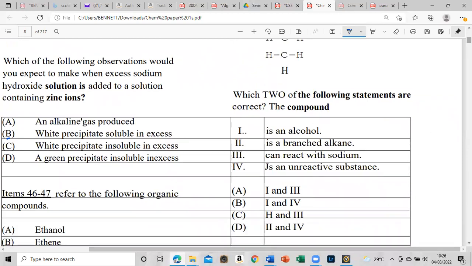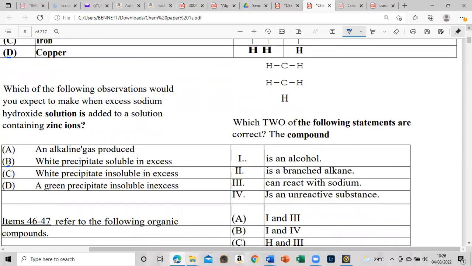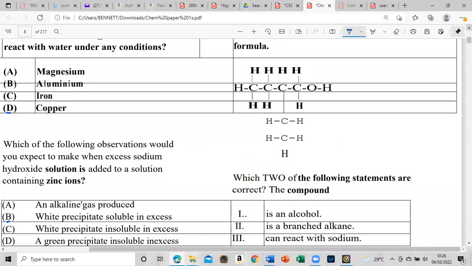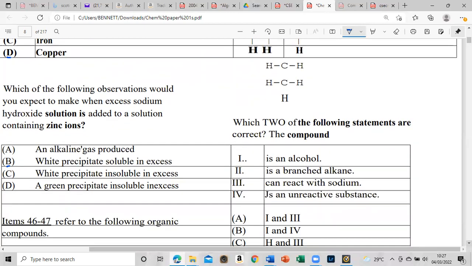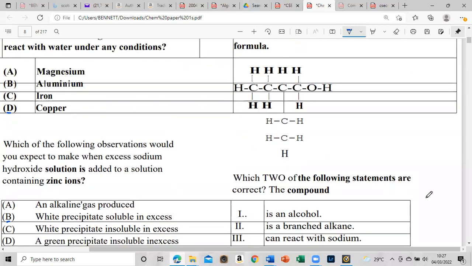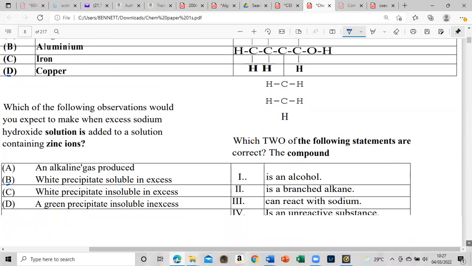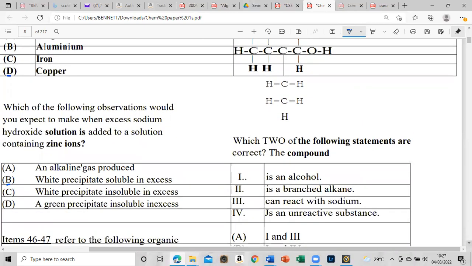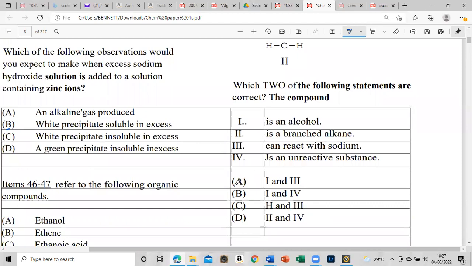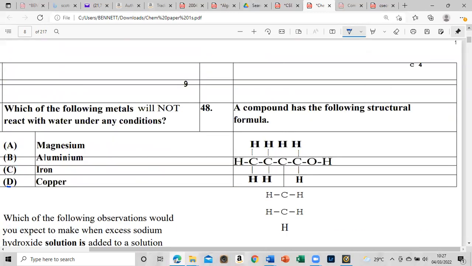So one is correct, it's an alcohol. See what else? Can react with sodium. All right. So that would be A is the best option here. All right, so let's move on to 49.